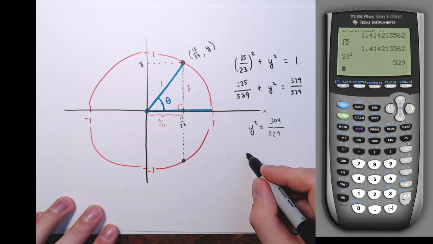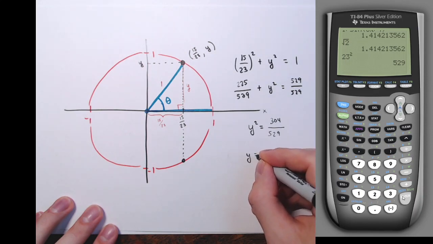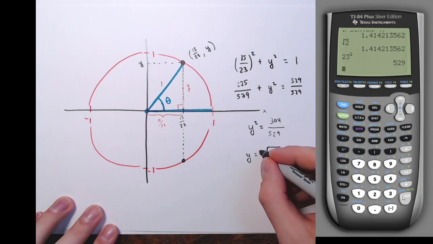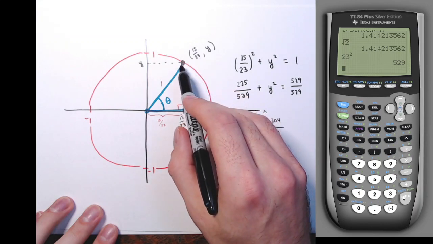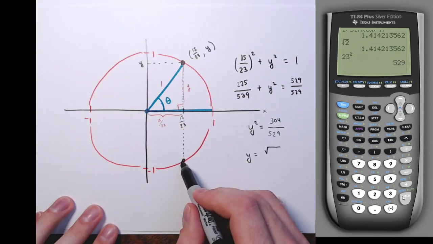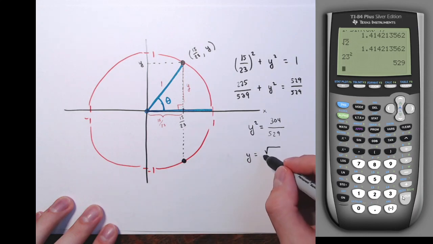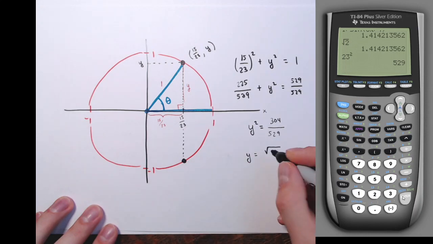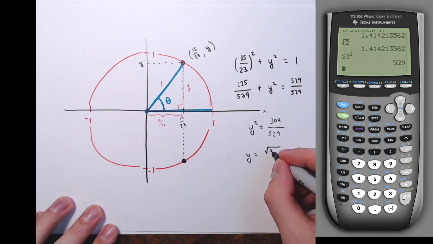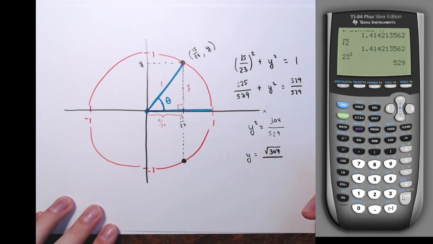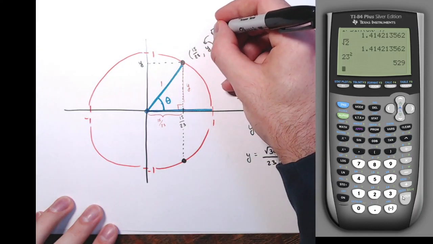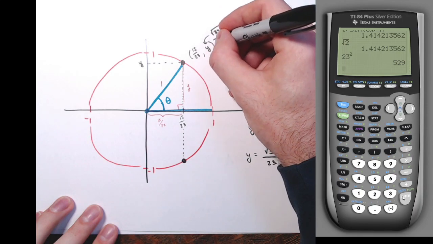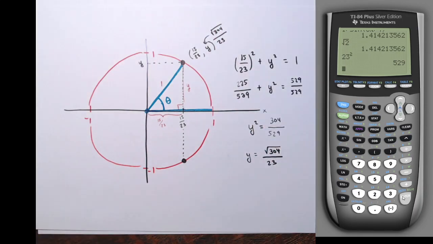So y is going to be the square root. It's plus or minus. So like you see, this point up here would have the positive coordinate, and this point down here would have the negative coordinate. This is technically plus or minus, but I'll just not write the minus. Square root of 304 divided by the square root of 529, which we already saw is 23. So this is the square root of 304 divided by 23. That's the y coordinate of this point.